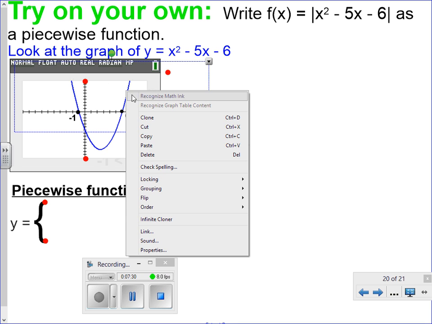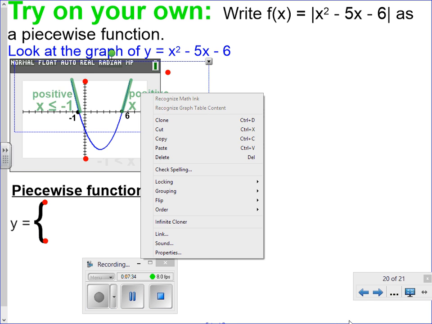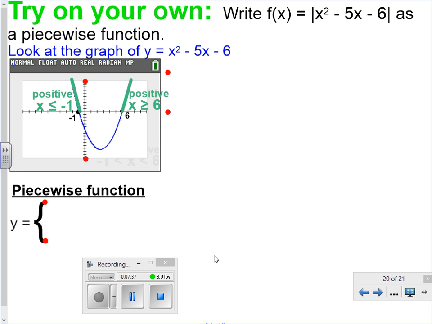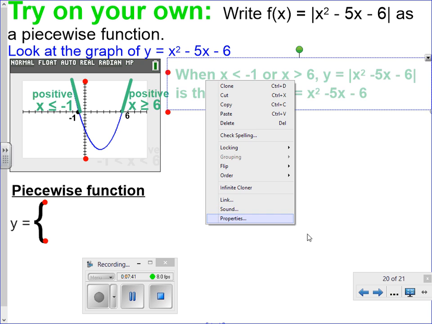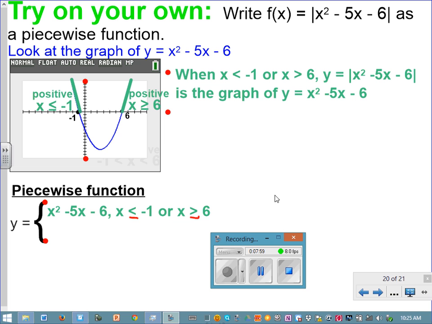Okay, so for this graph here, we'll identify first of all the positive pieces. So the positive piece there happens when x is less than negative 1 or greater than 6. So the positive piece is going to be, the absolute value will be just the graph of x squared minus 5x minus 6. So that means the positive piece there occurs when x is less than, and let's add on equal to negative 1, or x is greater than or equal to 6.